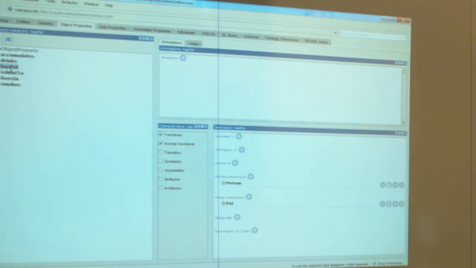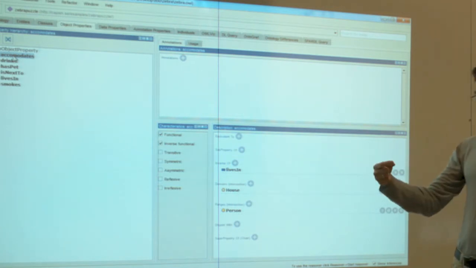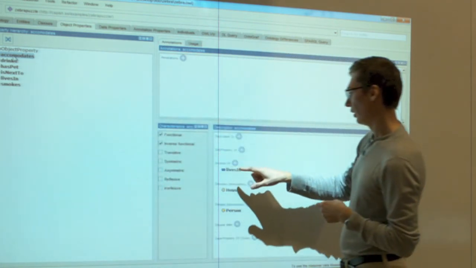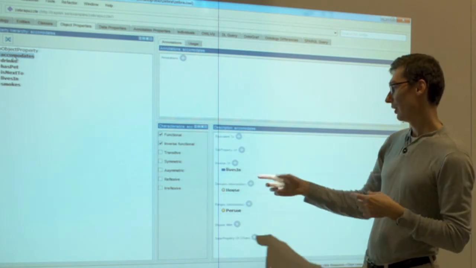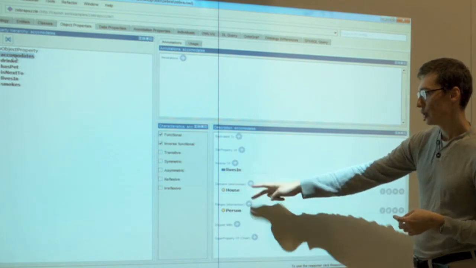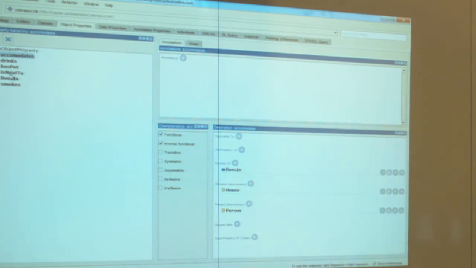Now the geometry. Then we have this simple one, lives in house, and then we have accommodates, which is inverse from lives in. So if somebody lives in the house, then this house accommodates this somebody, and this is what an inverse property is. They are supposed to have domain and range inverted. We can actually see it. Lives in, accommodates. Yes, smokes is really easy also. It's just person, smoke, functional, inverse functional.